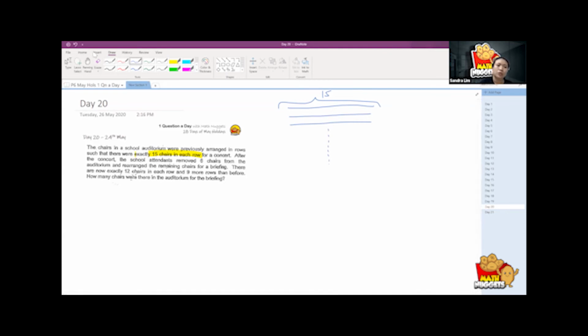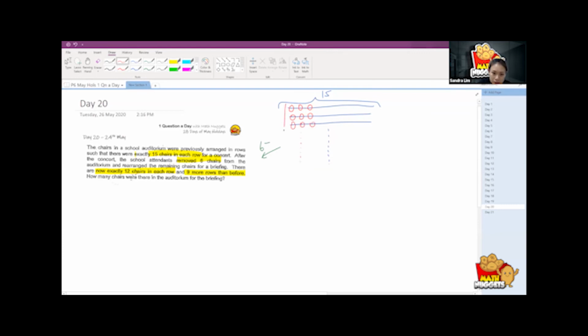So the school attendant removed 6 chairs. So they take out 6 chairs, minus 6. And they rearrange the chairs. Now there are 12 chairs in each row and 9 more rows than before. So which means instead of having 15 chairs in a row like before, now become 12 chairs in each row. Meaning from each row, they took out 3, isn't it? But we don't know how many rows.